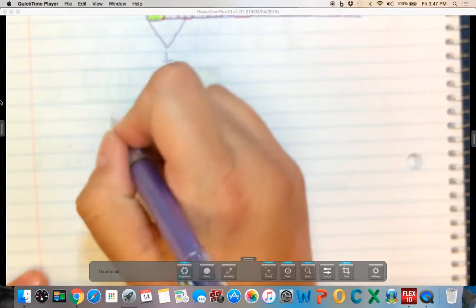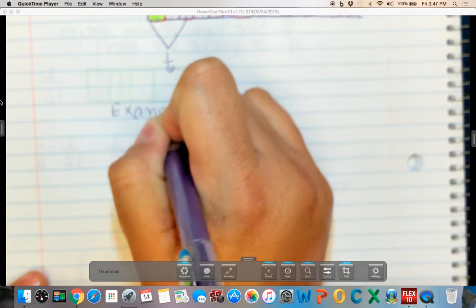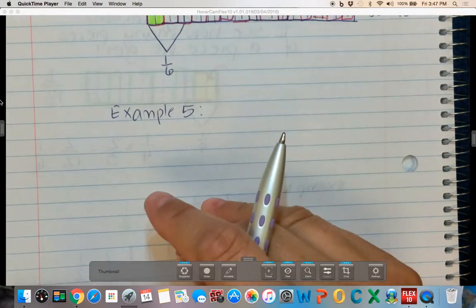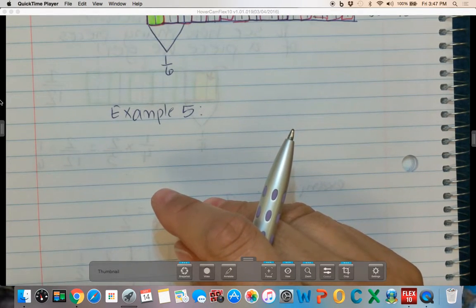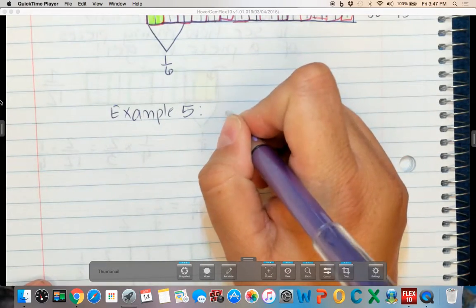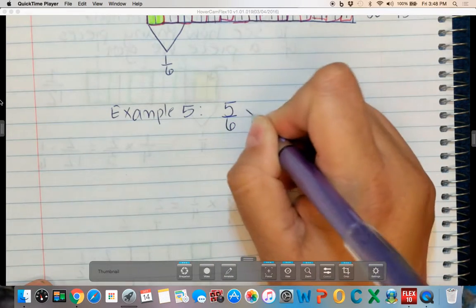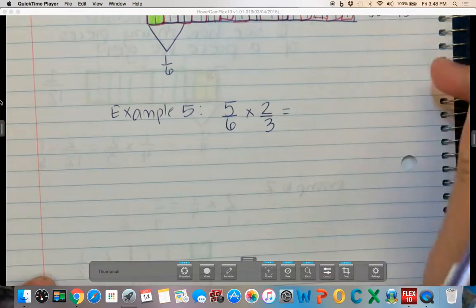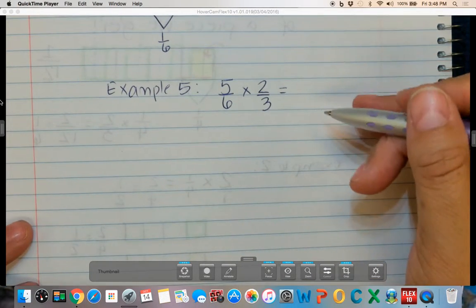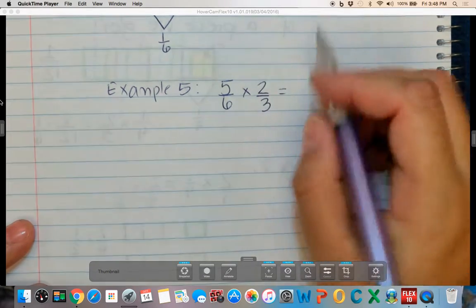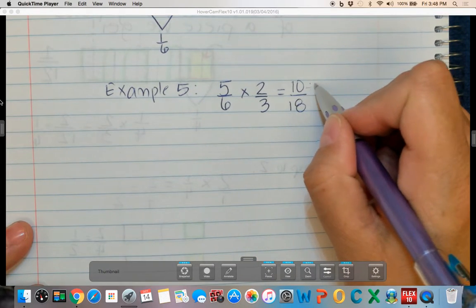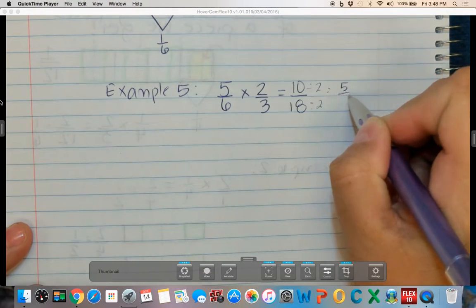Example 5. We are going to do, which one stumped me when I was doing this? We're going to do 5/6 times 2/3. Alright, so let's go ahead and figure out what our answer is going to be, and then we'll be able to prove it with the drawing. So 5 times 2 is 10, 6 times 3 is 18. If I divide them both by 2, I get 5 over 9.